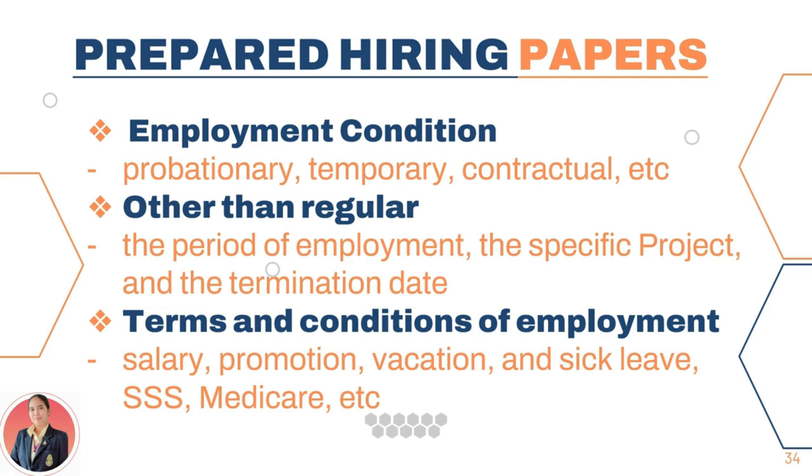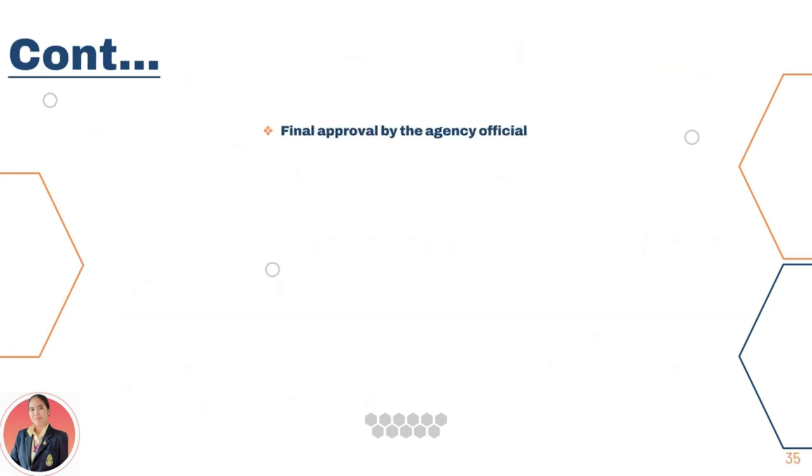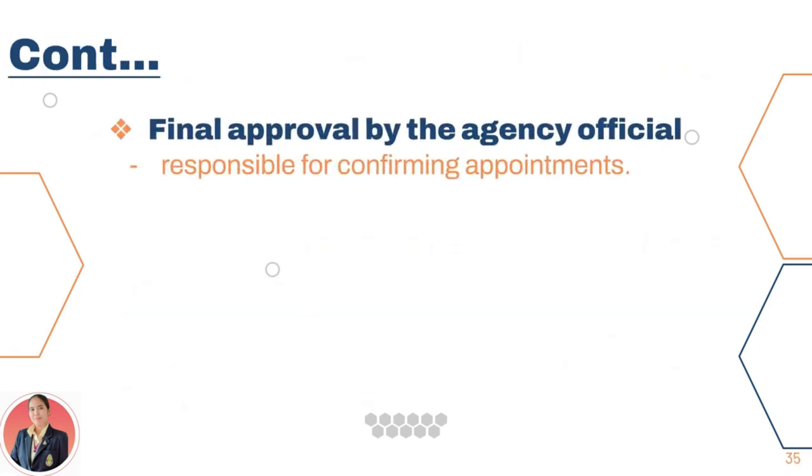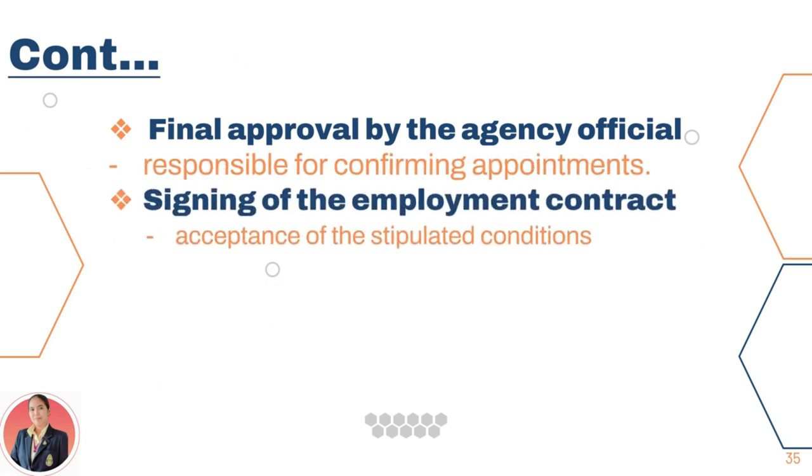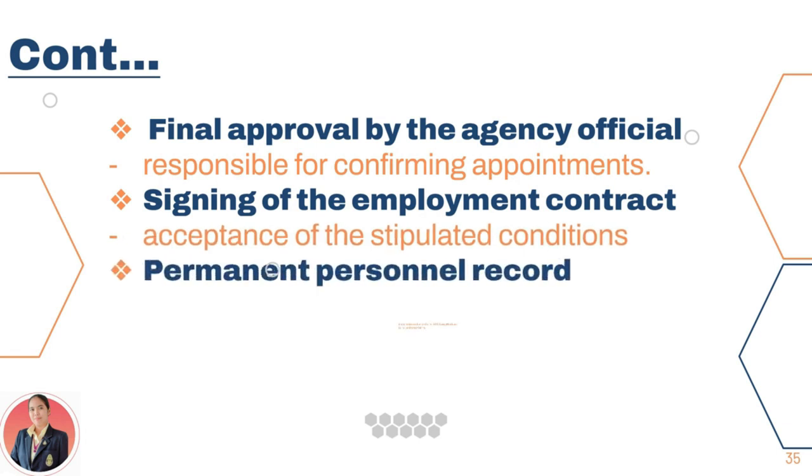On the security of tenure, the Labor Code of the Philippines provides that in cases of employment without a definite period, the employer shall not terminate the services of an employee except for a just cause. The final approval by the agency official responsible for confirming appointments. The signing of the employment contract by the applicant to signify his acceptance of the stipulated conditions of his employment.